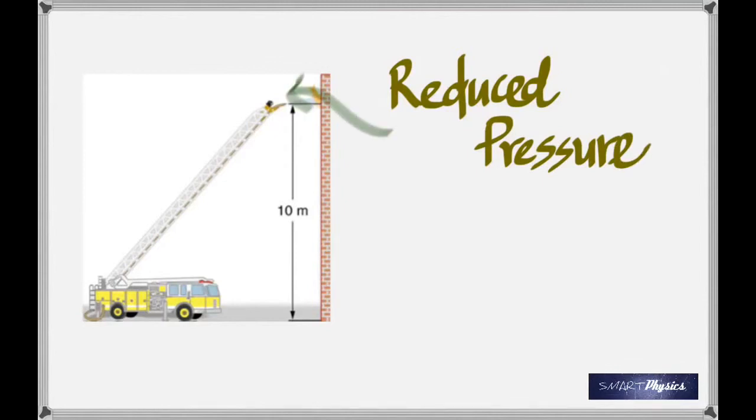Because as it goes up, it gains potential energy, doesn't it? So it will have to lose kinetic energy, because the total energy is constant, remember that. So if potential energy goes up, kinetic energy goes down. If you kept on increasing the height, wouldn't there be a point where the water does not even come out?